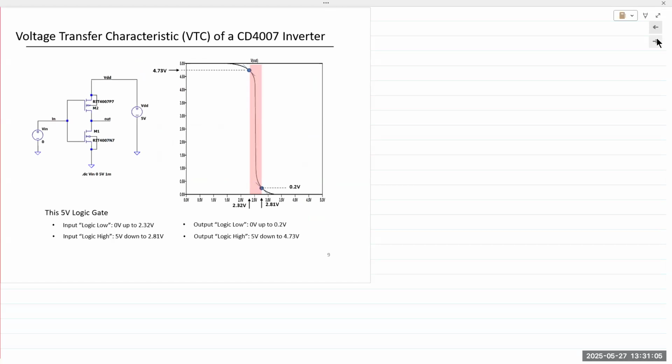CD4007 is a chip that we used in the lab. Remember, it had 6 MOS transistors on it, configured in a CMOS configuration, and we simply had to make the connections to convert it into an inverter. And so you can take the 4007 model from LTspice and you can run simulations on it. Now, when you do that, you're going to see this.